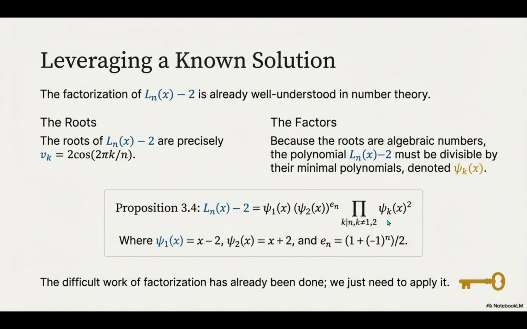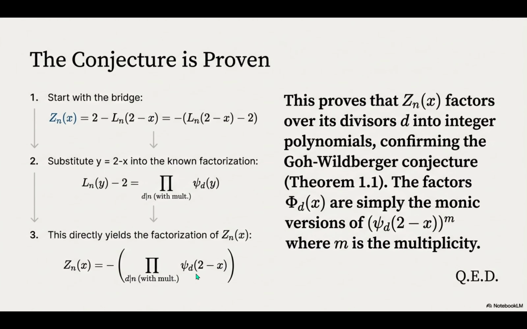Instantly. That has to be one of the most satisfying moments in a proof, to realize you've already solved the problem, you just didn't know it yet. It really is. It shows how connected this all is. So once the structure is proven, we can look at the building blocks themselves, these factors called phi n of x. Right, these are the core factors, and this is where the geometry comes looping back in.